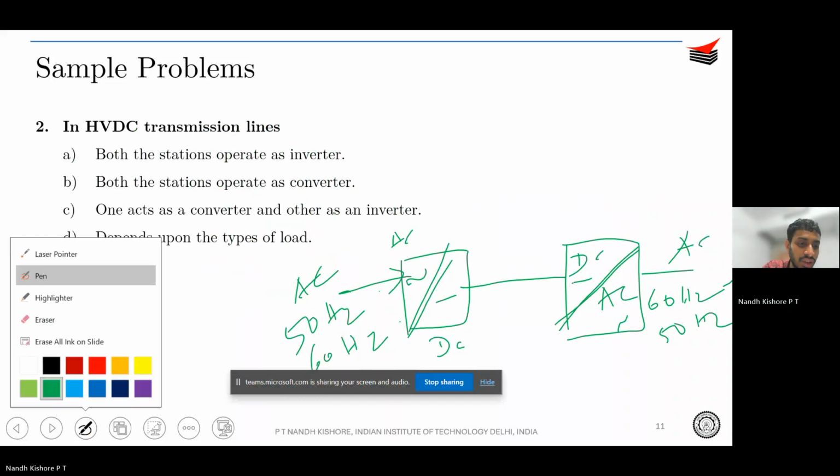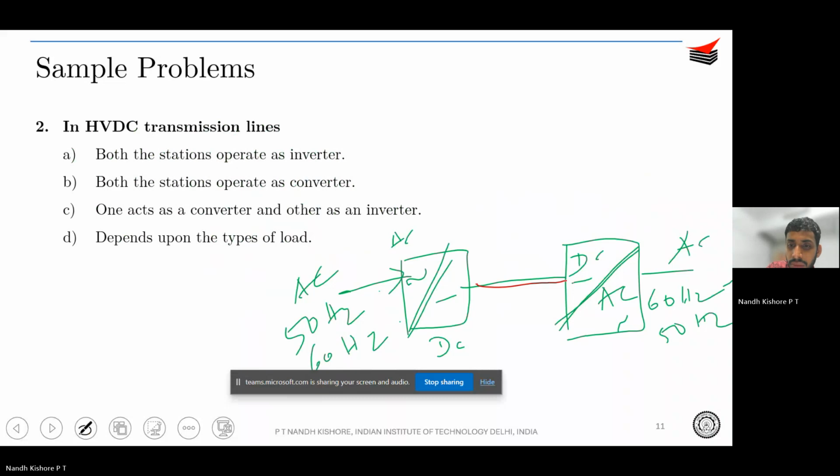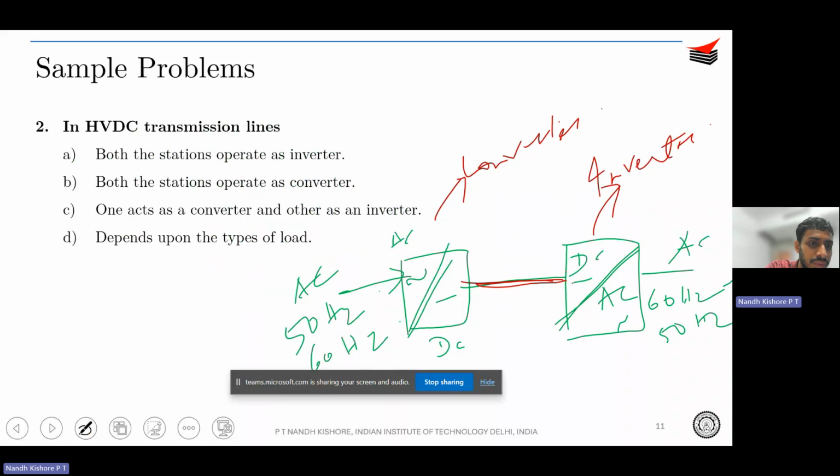Okay, so this is the idea. Understand that one of these stations operates as a converter, and the other is an inverter. So this is your converter, right? And this is your inverter.